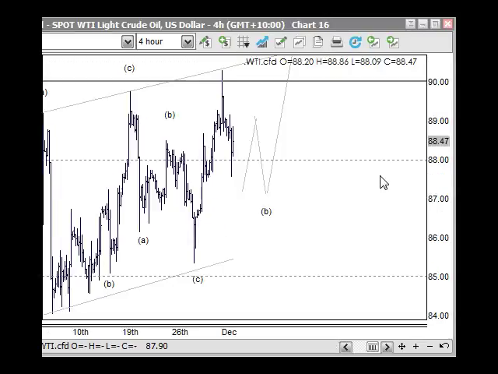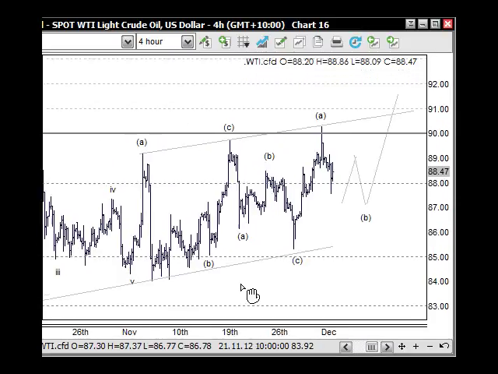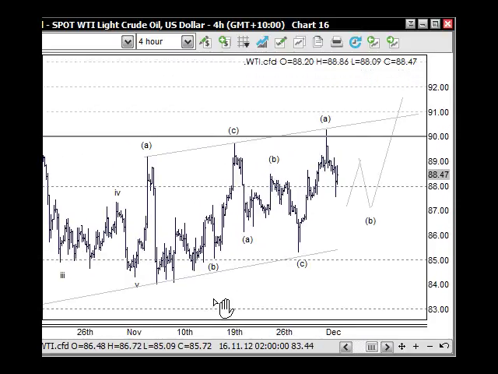Let's have a look at the oil market first. Okay, so this is the oil market here. This is a 4-hour chart, so it's a slightly bigger picture here. So we can see that it's trend channeling to the upside, but also we're seeing overlapping structures to the upside. So we're seeing the whole move up to the upside.